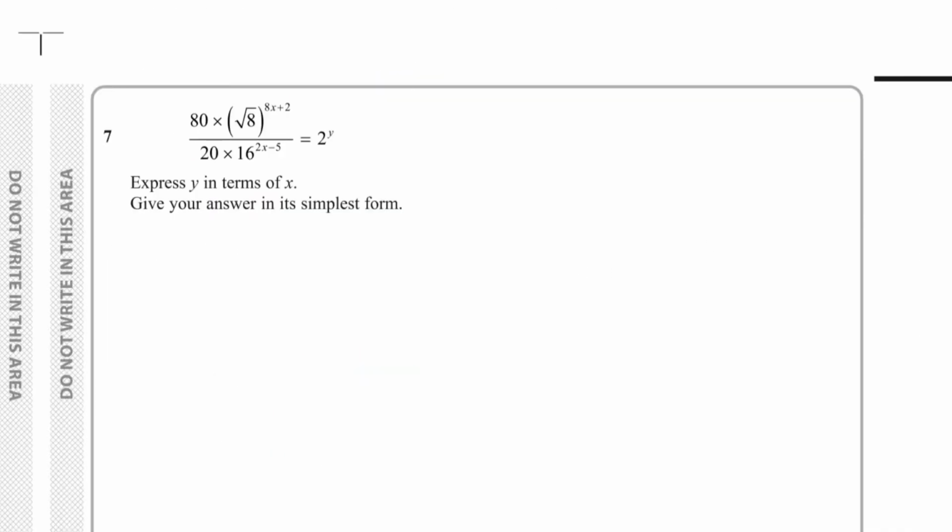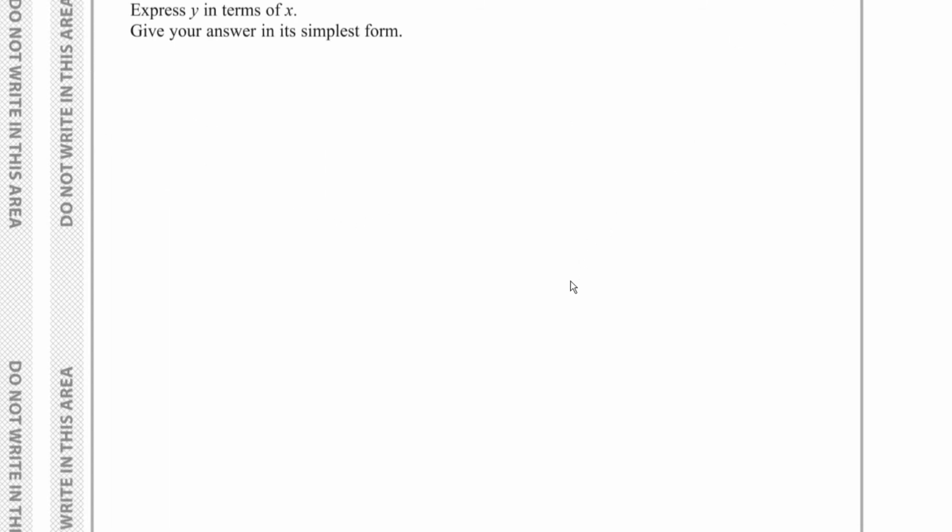Question number 7. 80 multiplied by √8 to the power of 8x plus 2 over 20 multiplied by 16 to the power of 2x subtract 5 equals 2 to the power of y. We have to express y in terms of x. Give your answer in its simplest form. So we have 80 multiplied by √8 to the power of 8x plus 2 over 20 multiplied by 16 to the power of 2x subtract 5, which is equal to 2 to the power of y.